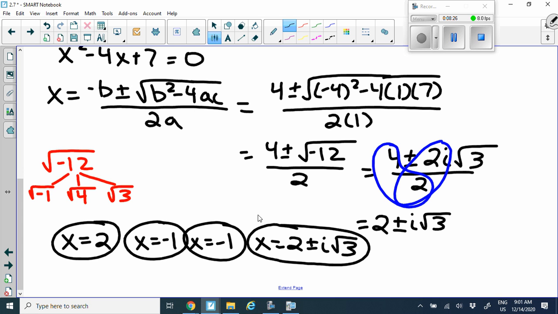And last thing, don't forget, because we do have an imaginary or a complex solution, remember, write it in standard form. So that is your real part plus or minus the imaginary part.